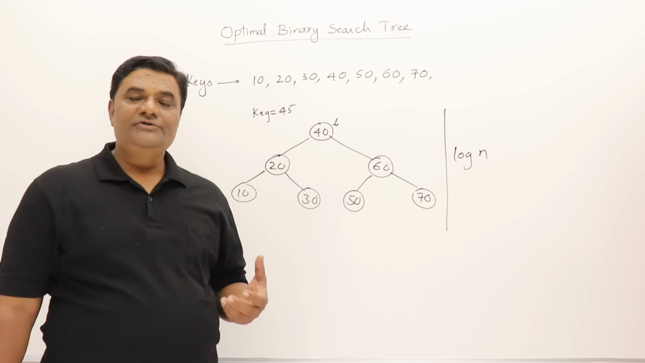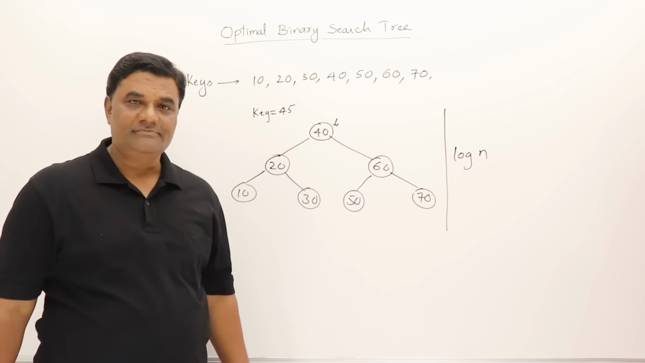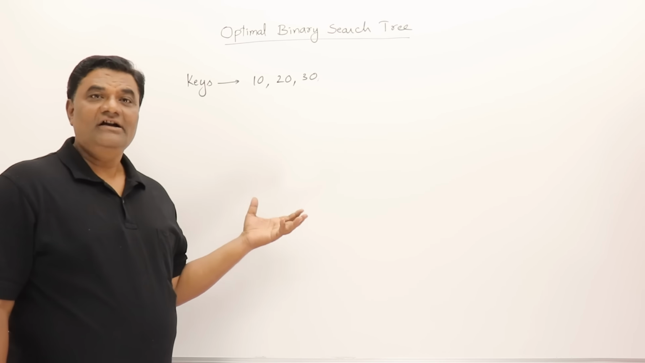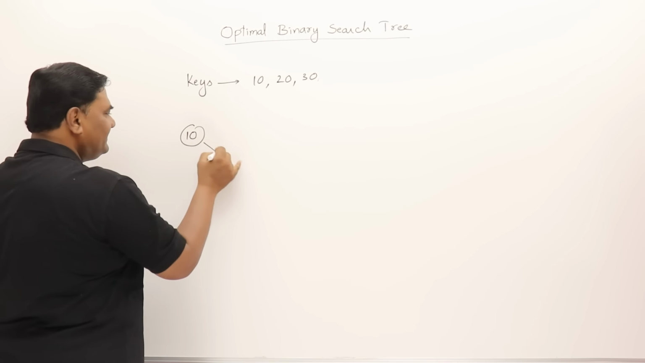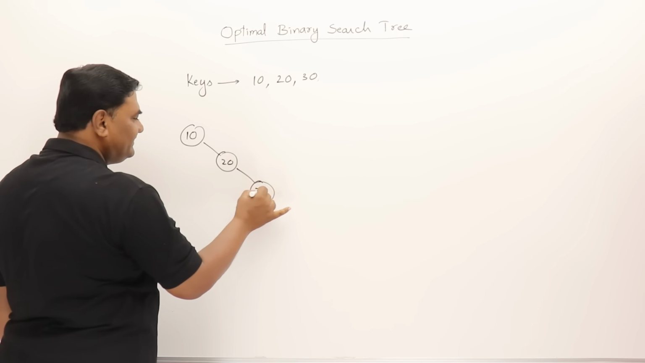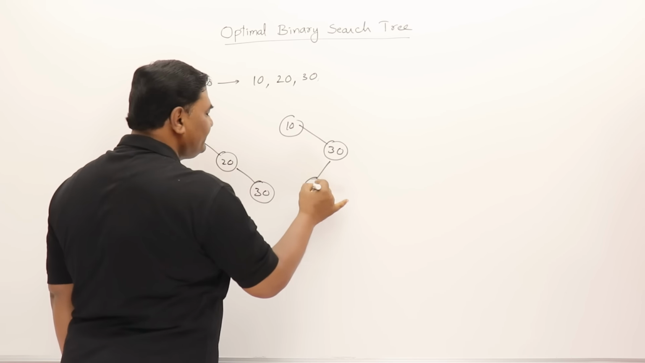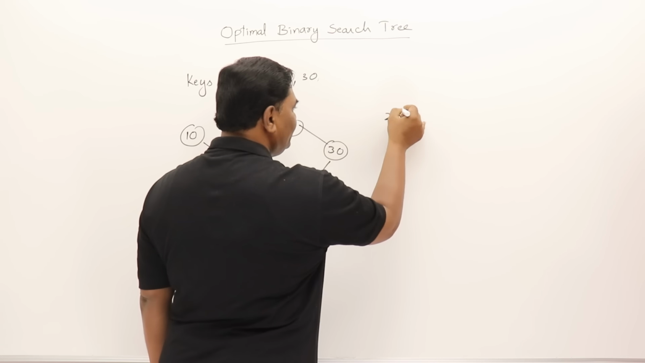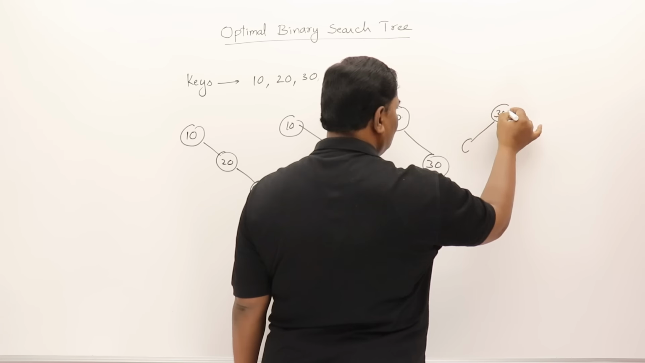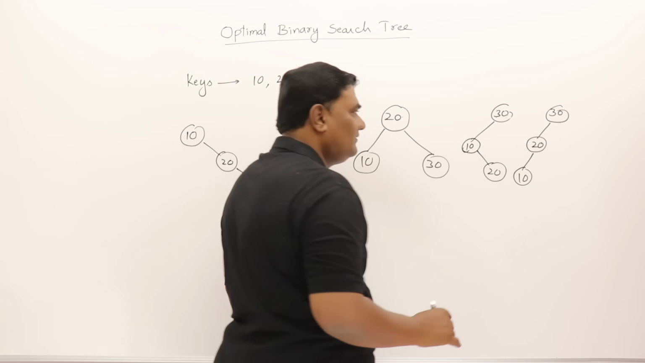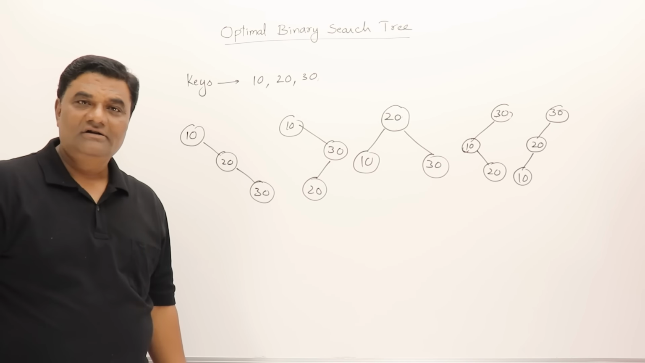Now next, I will show you for a given set of element how many different binary search trees are possible. I have taken just 3 keys. Let us see how many different binary search trees are possible. So for these 3 keys, 10 as a root and 20 as its right child and 30 here. So 10, 30 and 20 on this side, 20, 10 and 30 on this side. So for 3 keys, there are 5 different binary search trees possible, right?